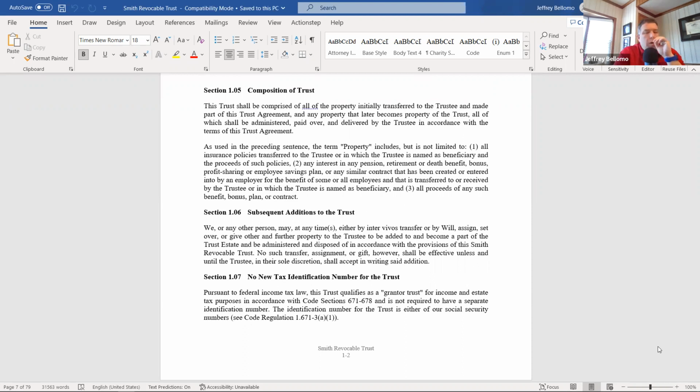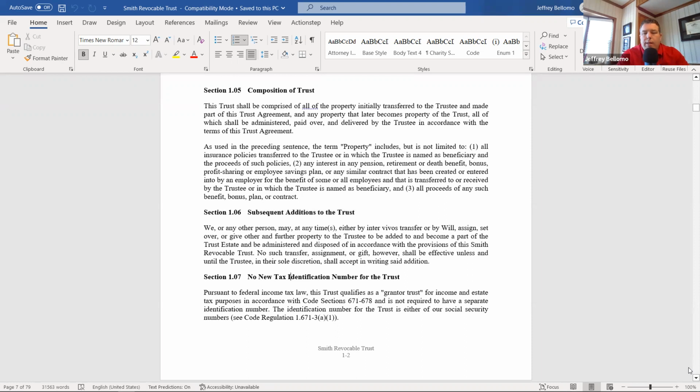The trust is composed of any assets that have the title Sarah Smith and her husband, right? Trustees of the Smith Revocable Trust. I believe it was Sarah and Mark, and that's what it's composed of. You can always add to the trust later. That is the subsequent additions.